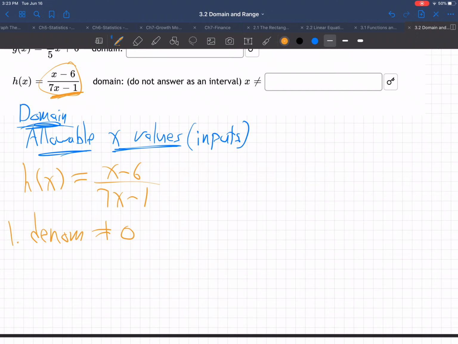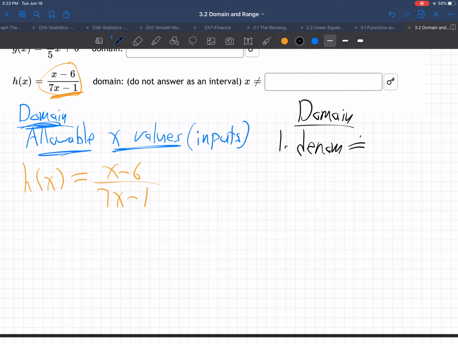Let me back up and try to be more clear with what I'm doing here. Here's how we handle domain in general. Number one, if we have any denominators, we say denominators cannot equal 0. Why not? Well, because dividing by 0 is undefined. It's infinity. If you take your calculator and take 3 divided by 0, you'll get an error because it's really infinity and the calculator can't tell you a number. Why is it infinity? Well, think about it.